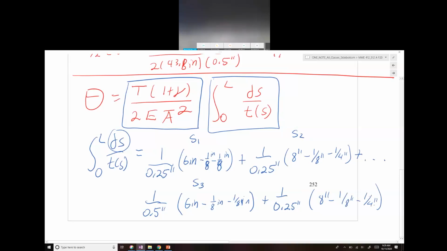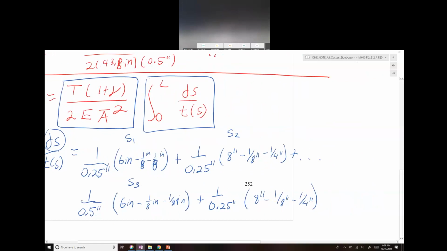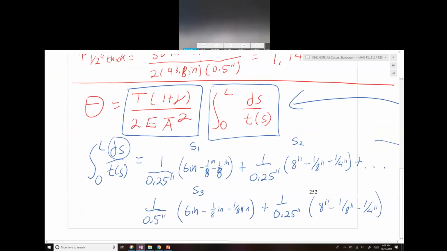Okay. So if we added up all of these terms here, we can then substitute these into this equation here, and we just multiply by all these known terms to determine the angle. Okay, so that's the general process for how you can determine that integral of ds divided by t, the thickness as a function of s. Okay.